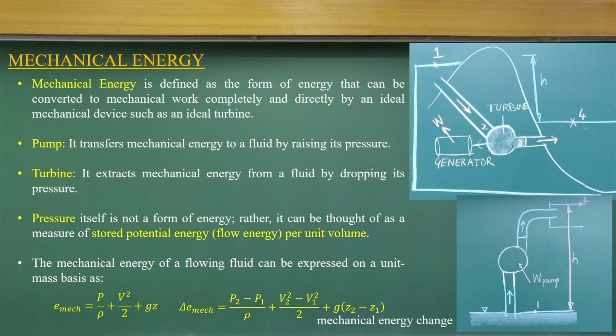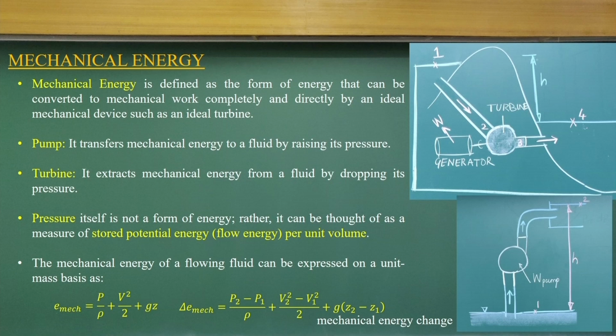So, when you have flow systems and pipe networks on your campus, you can see there is a series of pumps to increase the mechanical energy in the flow systems, and turbines are there whenever you have hydropower projects. You need a turbine to extract the energy from the flow system by dropping its pressure. So, one increases pressure and the other drops it. Pressure itself is not a form of energy; it is just flow energy, or storage potential energy per unit volume.